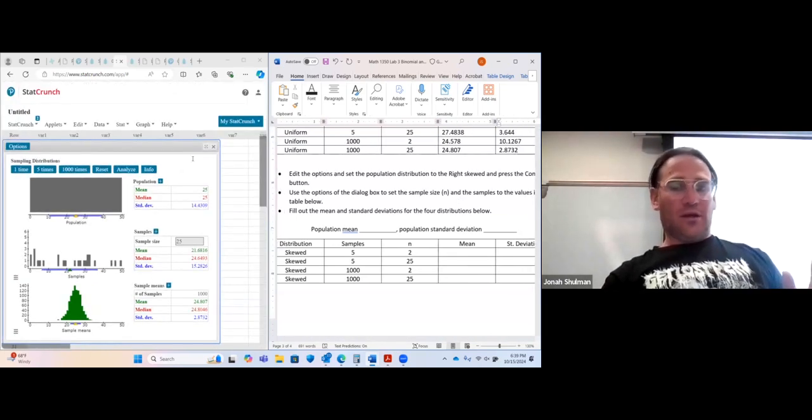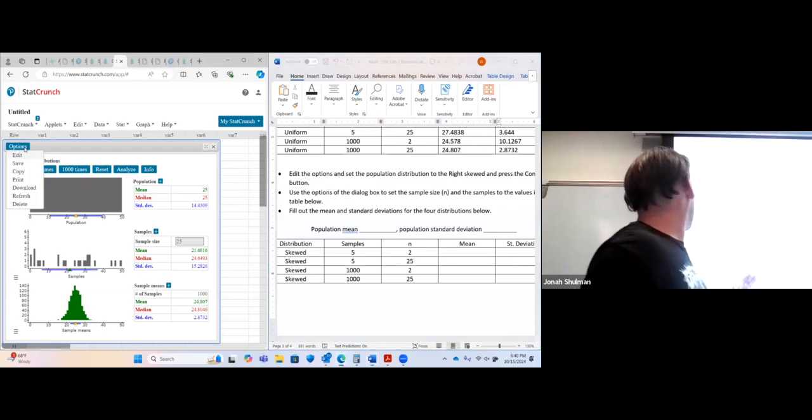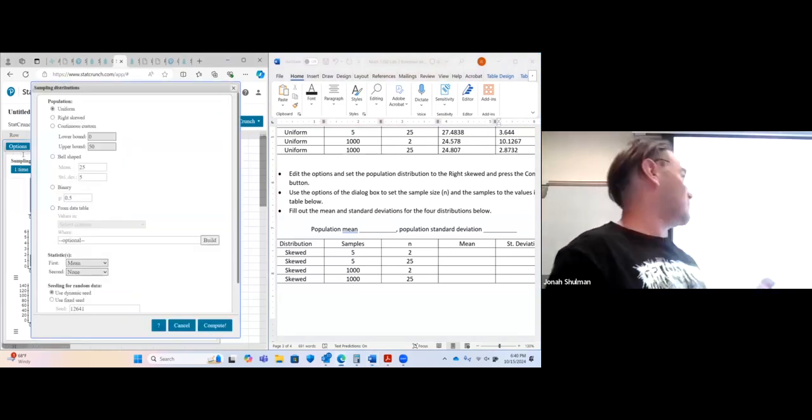All right, so now we have to hit the edit button. So I go here. There's not an edit button. You click the options button. Oh, sorry, edit the options. So we click the options at the top, then we go to edit.